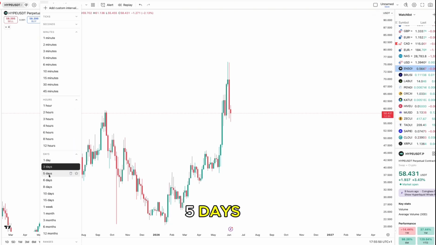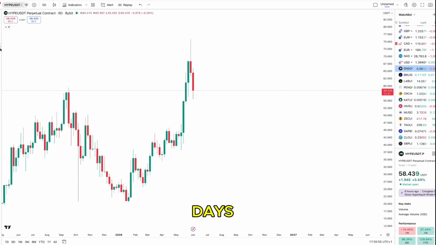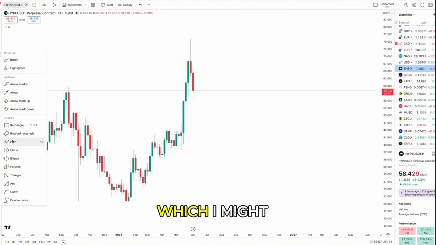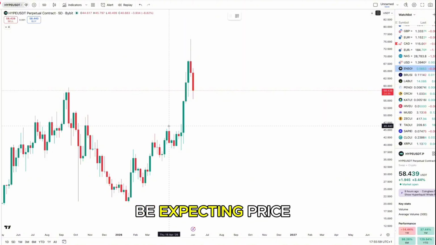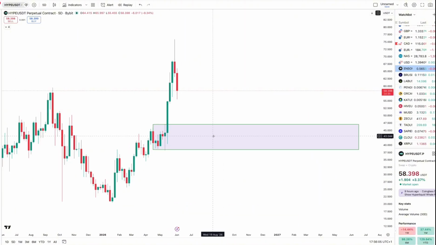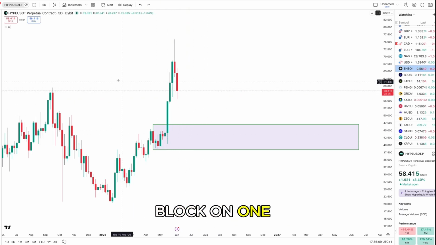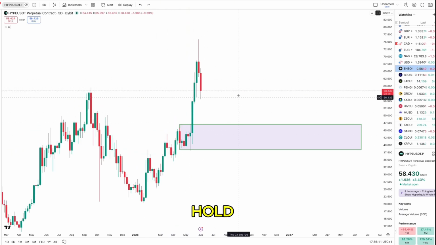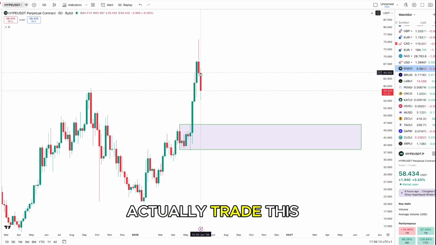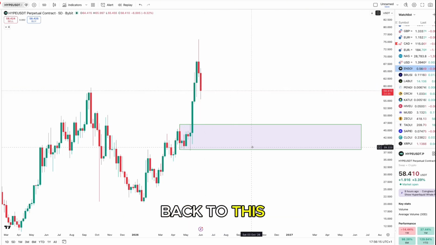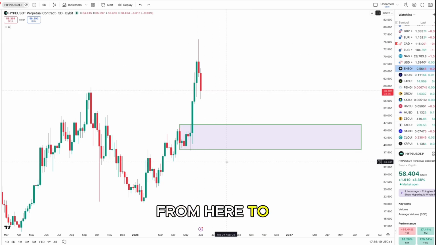Let me use 5 days. I have another block on 5 days, which I might be expecting price to get to this zone. I'm expecting price to because this other block on 1 day might not hold. So I can actually trade this back to this zone. The reverse trading strategy. I can short from here to this zone.